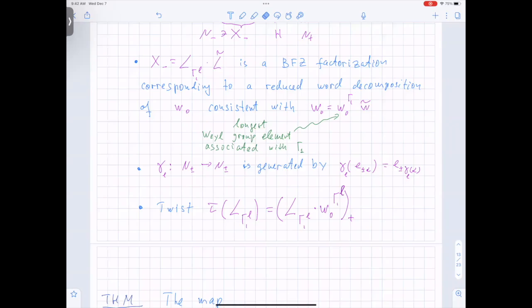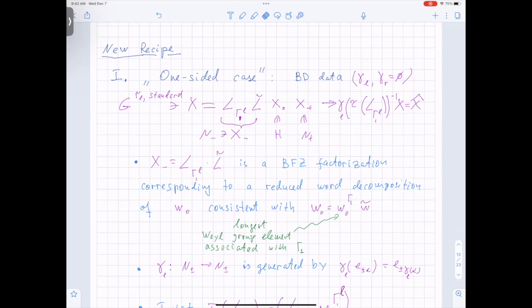And then I can build the following map, which appeared from all these manipulations. So the map is like this. After this factorization, I will twist this initial part, this one, and then shift it by the map gamma.